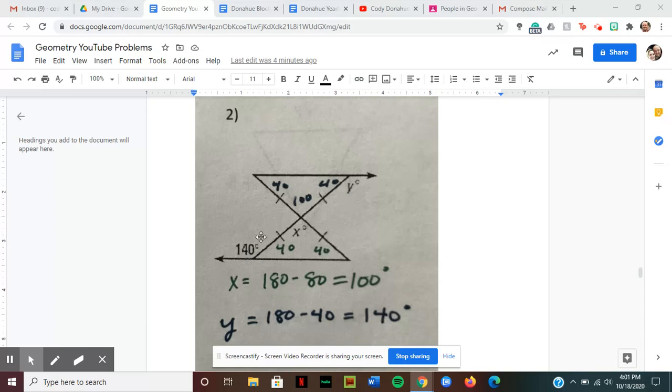I could also have said that this 140 and this y right here classify as alternate interior angles. Since they classify as alternate interior angles, they would also be congruent to one another. So because they'd be congruent to one another, I would get that this one would be 140 just based off that relationship with that angle.